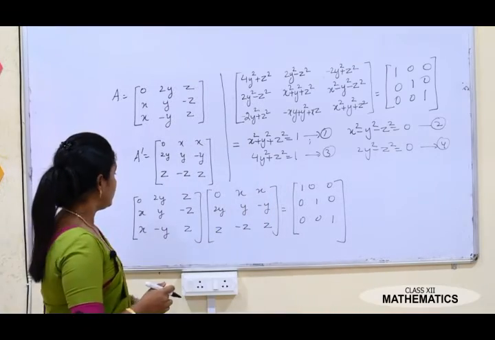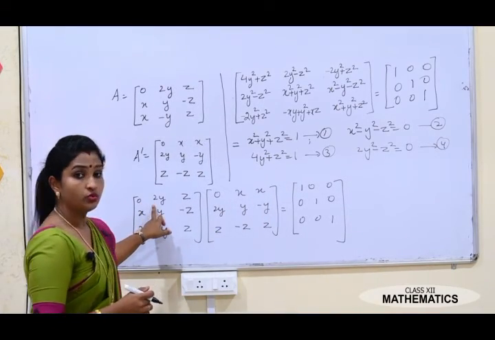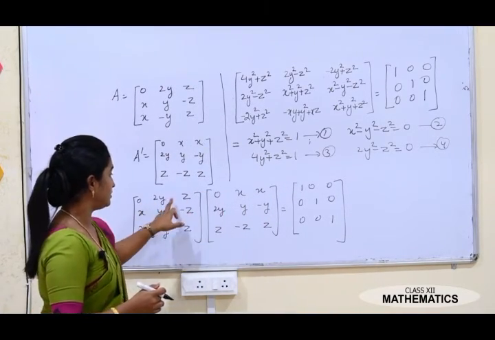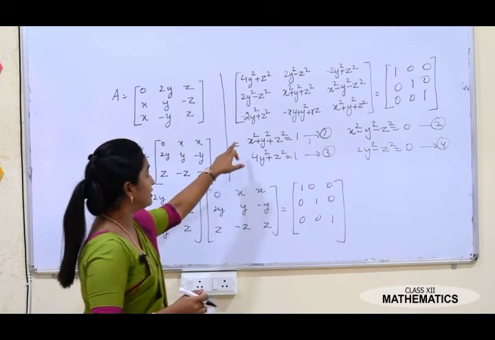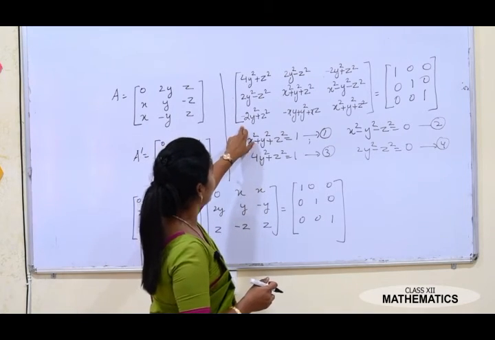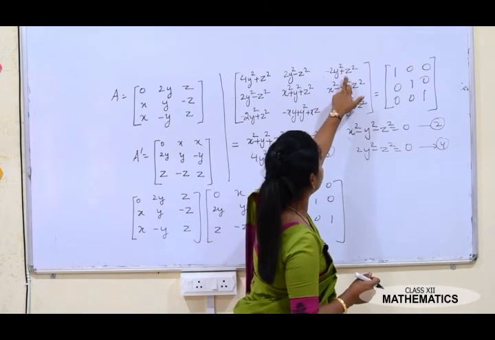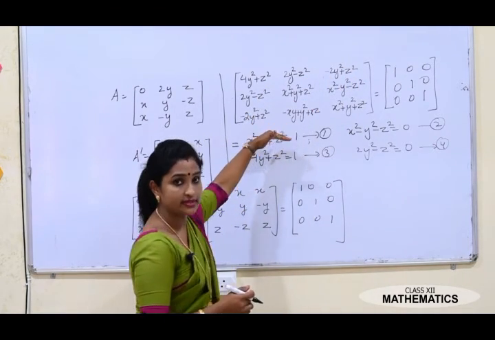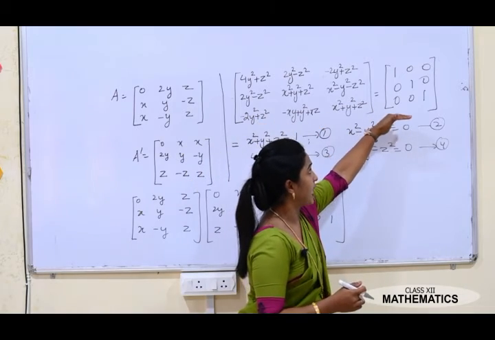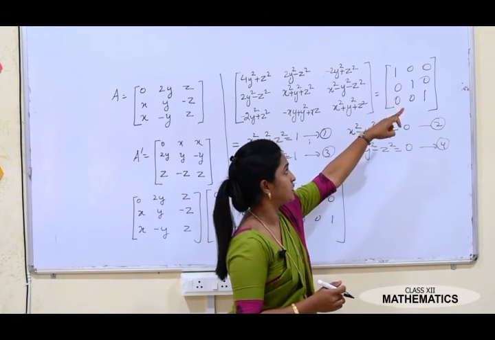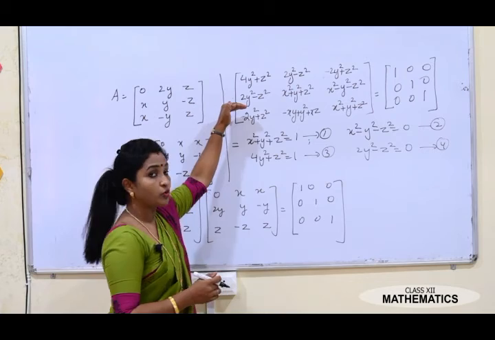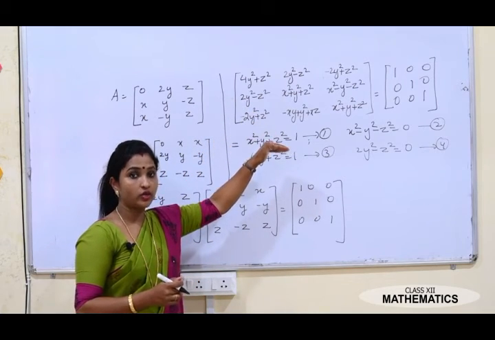Okay, now you can see what you have to do. You have to multiply these two matrices. When you multiply, what values are you going to get? 4y square plus z square, 2y square minus z square, minus 2y square plus z square. This way you will get the values. Then that will be equal to your identity matrix, that is 1 0 0, 0 1 0 and 0 0 1. After this, what do you have to do? You have to equate it.